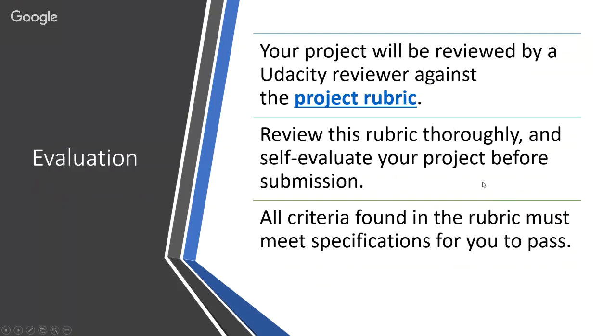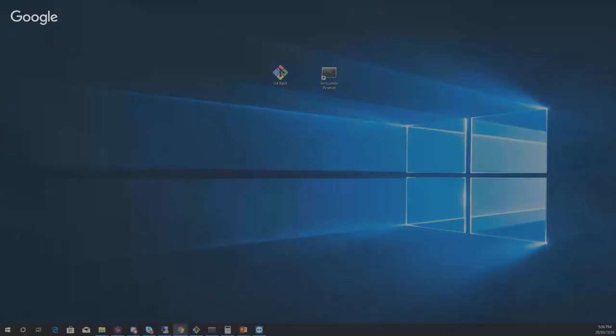For evaluation, your project will be reviewed by a Udacity reviewer against the project rubric. The reviewer will go through the rubric thoroughly and in quite some detail, because it is the requirements to pass the project. It doesn't matter if you add extra things, as long as you've covered what's in there. Everything must be covered. So I'm going to go through that quickly now. Just going to bring that up. Give me a moment.